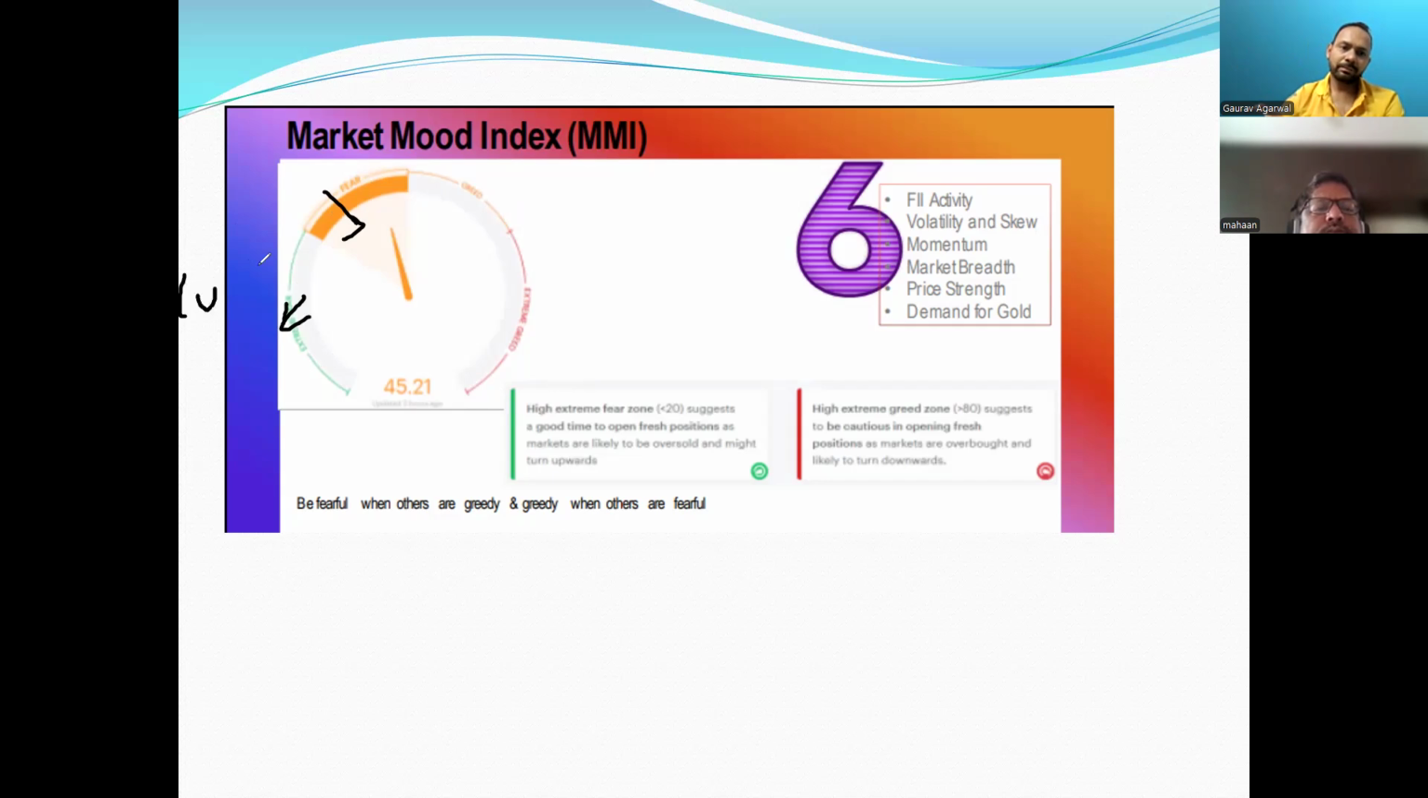So during COVID times, the market was in this area. So that was the best time to start investments for long term, right? So mostly this is used for long term investments. MMI, market mood index.